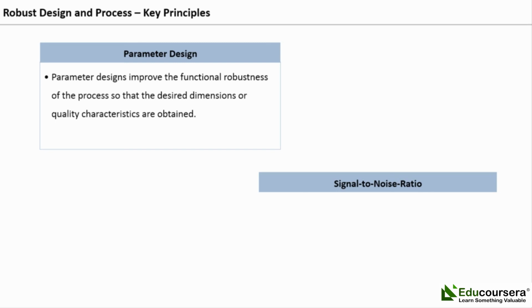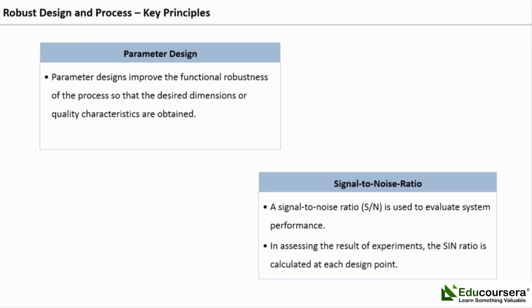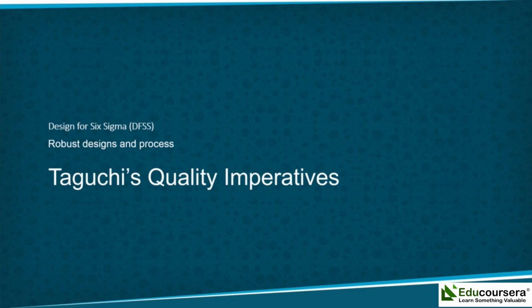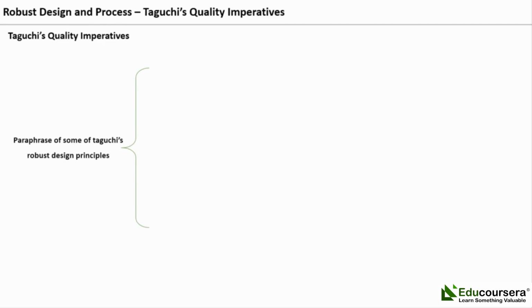Signal-to-noise ratio. A signal-to-noise ratio, S/N, is used to evaluate system performance. In assessing the result of experiments, the S/N ratio is calculated at each design point. The combinations of the design variables that maximize the S/N ratio are selected for consideration as product or process parameter settings. Taguchi's quality imperatives. The following is a paraphrase of some of Taguchi's robust design principles.